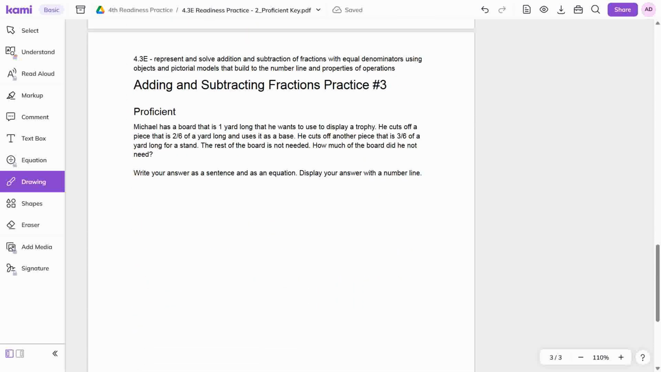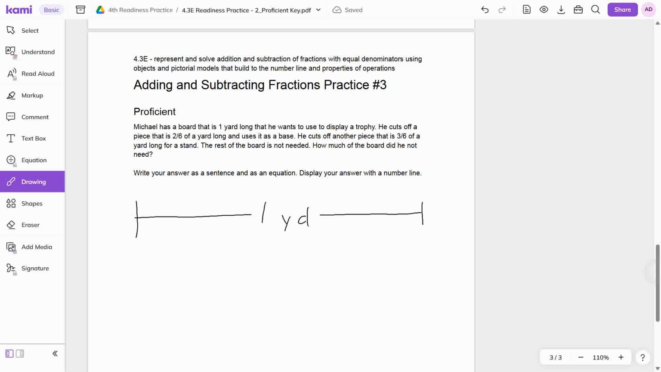For our third problem, we've got Michael. He's got a board that is 1 yard long, and then he's going to cut some pieces off. So I'm going to just draw my board like I would a strip diagram there. And then that's going to help me as a sentence and as an equation.